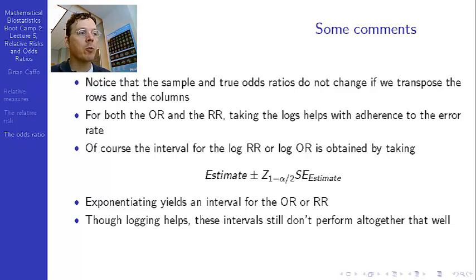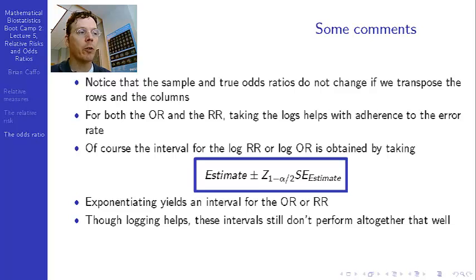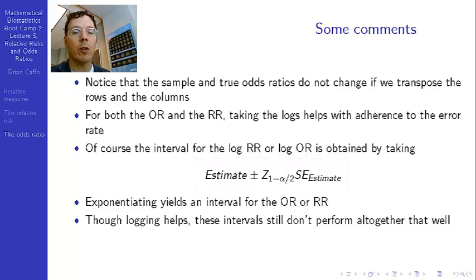And for both the odds ratio and the relative risk, taking logs helps with the adherence to the error rate. So again, because it's asymptotics, if you want a 95% confidence interval, you don't exactly get a 95% confidence interval because it's all based on the central limit theorem. It's only true in the limit. So taking logs helps adherence to that error rate. And then the interval is just the log estimate, right? Log odds ratio, log relative risk, plus or minus the appropriate normal quantile times the standard error of the estimate. And then exponentiating yields the interval on the natural scale.